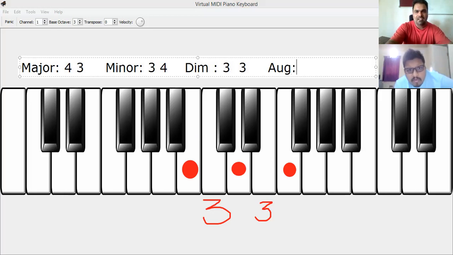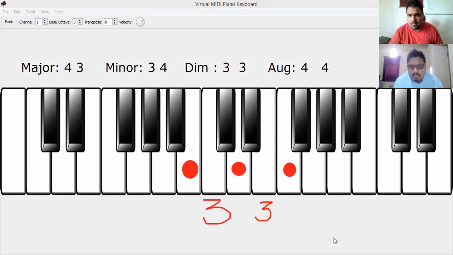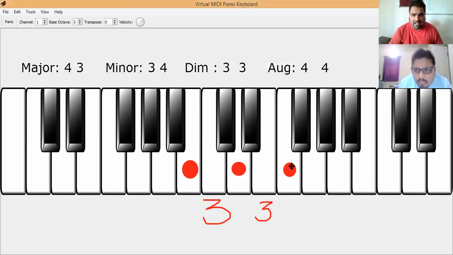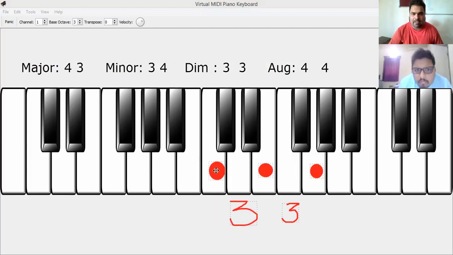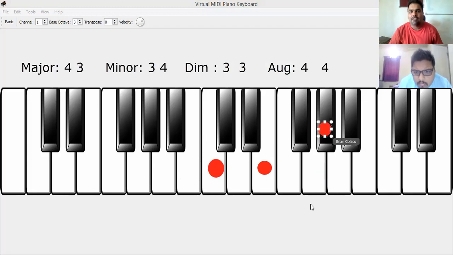It's called augmented. Do we have a 4 and 4? Yes, 4 and 4. It does not exist in a C major scale naturally, but we can create a 4 and a 4. So basically, if I do this chord, let me get rid of the 3, and if I raise this note by a semitone, that would be a C augmented chord.